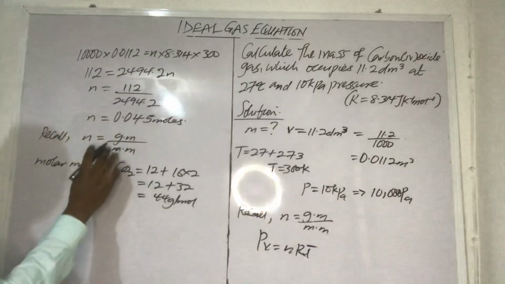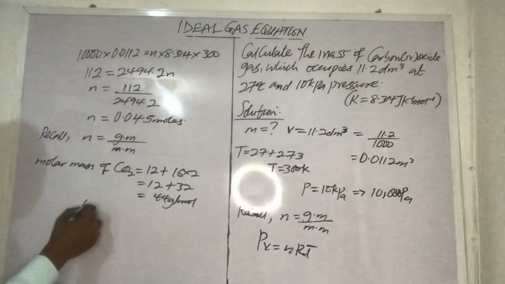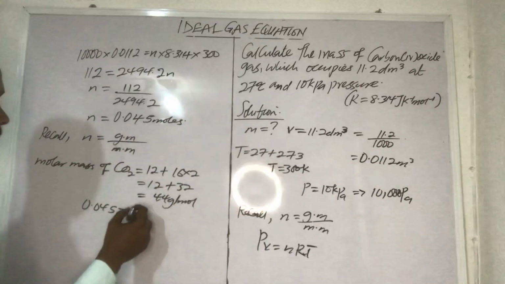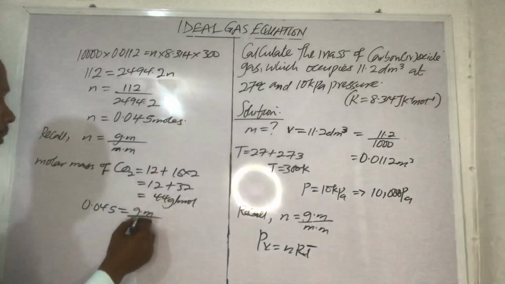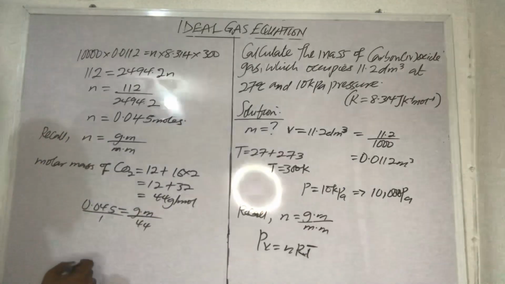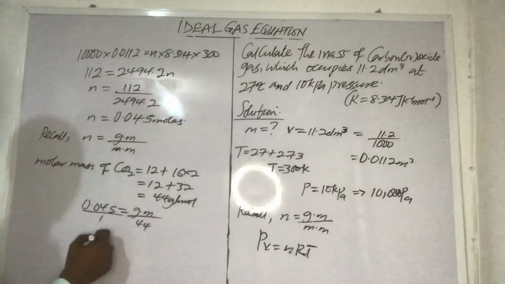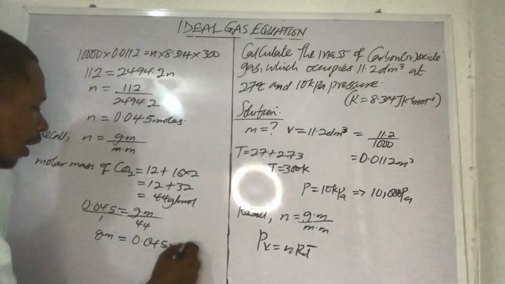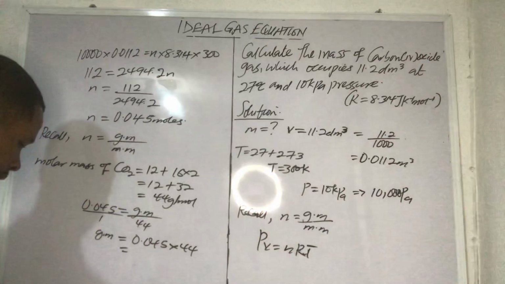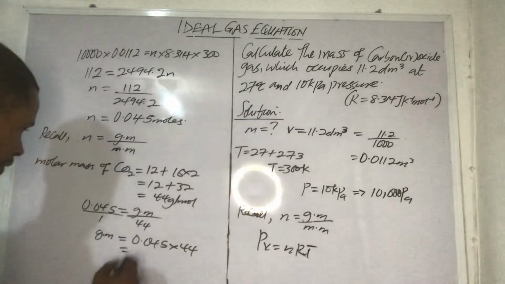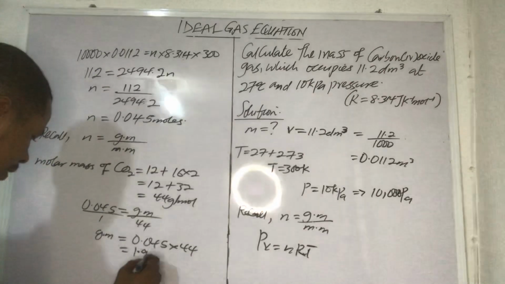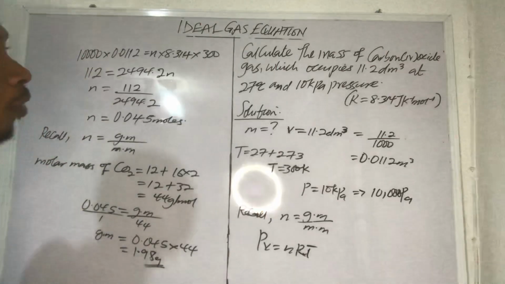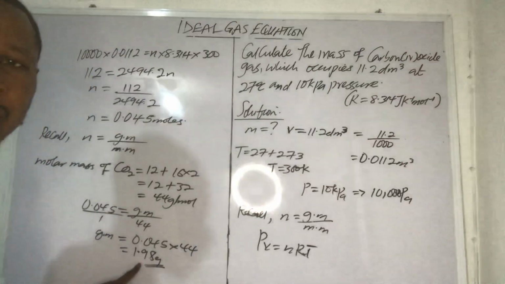So if I now substitute it in this place, my number of mole is 0.045. My given mass is what I'm looking for. The molar mass is 44. So this over 1, if I cross multiply, my given mass will now be equal to 0.045 times 44. That will give me 1.98 grams. So the mass of carbon dioxide is now equal to 1.98 grams.